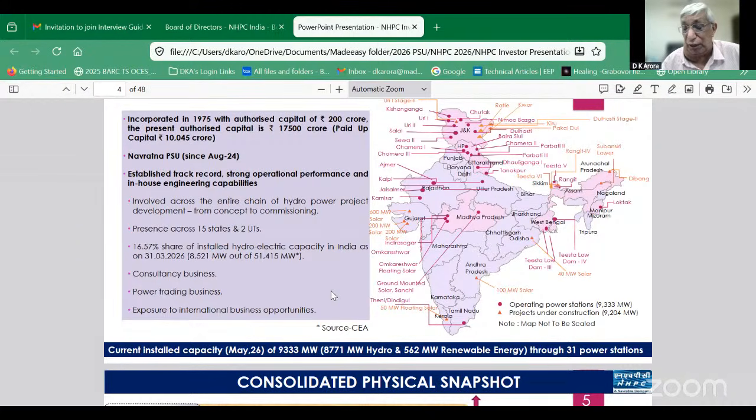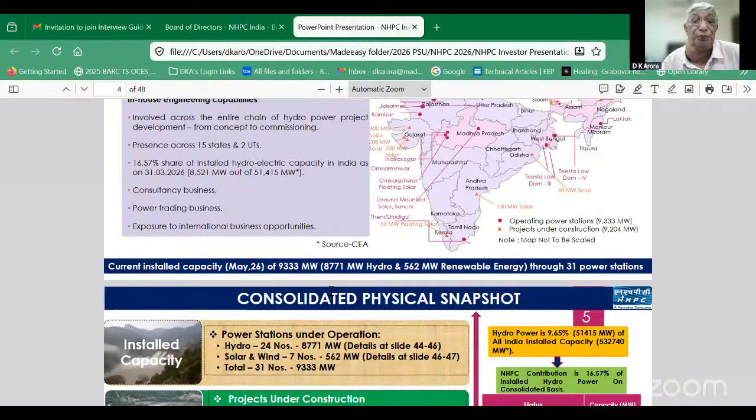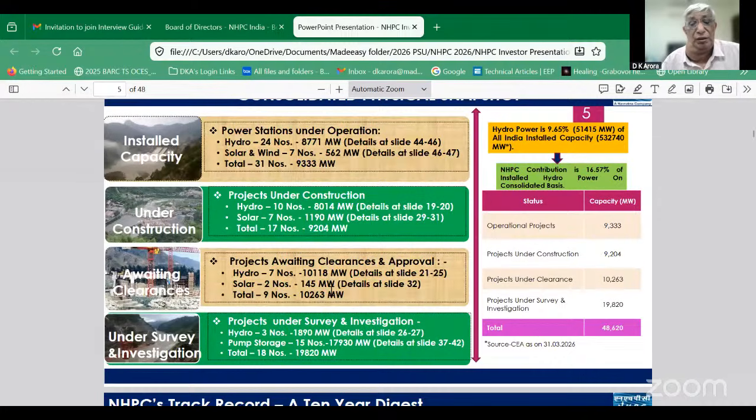So don't get mixed up. Right? Installed capacity, it is also present in solar and wind. The total installed capacity of solar and wind is 562 megawatts. The details are available later, but that's sufficient to mention here, right? The under construction plants add up to 9,204, but projects which are awaiting clearances, that's another 10,263, right?